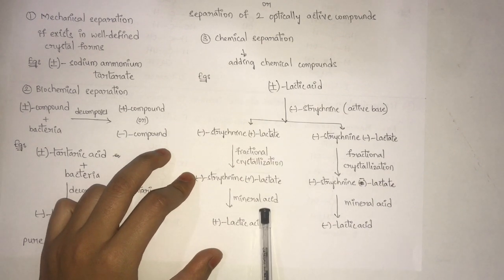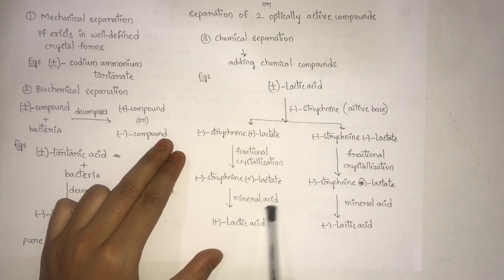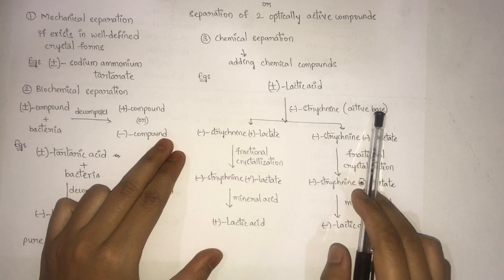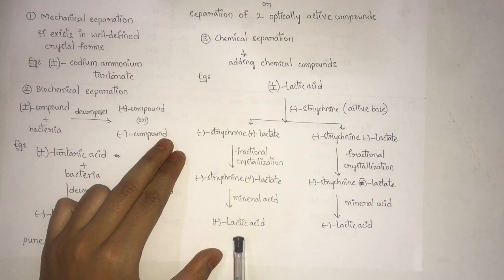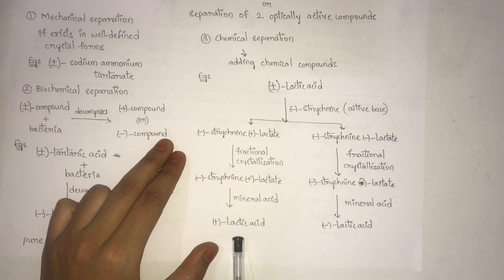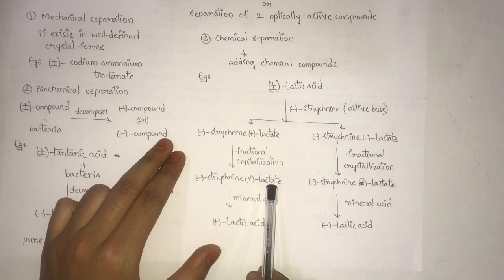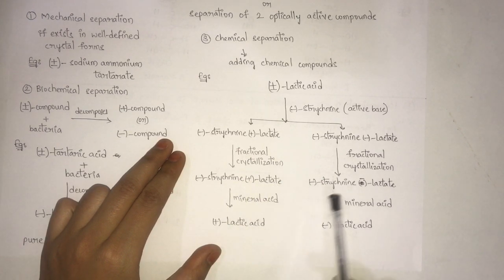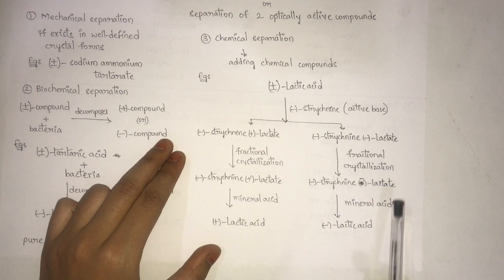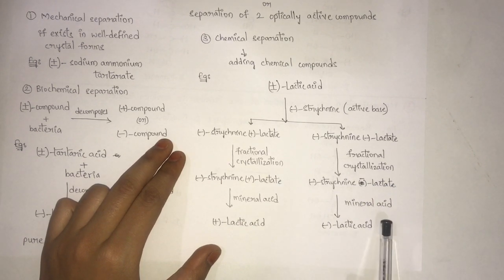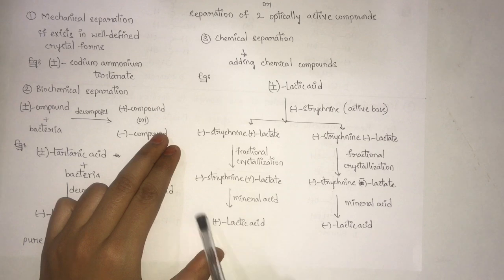and further when you are treating with mineral acid, your active base will be removed and your pure isomer is isolated. From minus strychnine plus lactate, we will get plus lactic acid. From minus strychnine minus lactate, we will get minus lactic acid. So here we are not losing any one type of optical isomer.